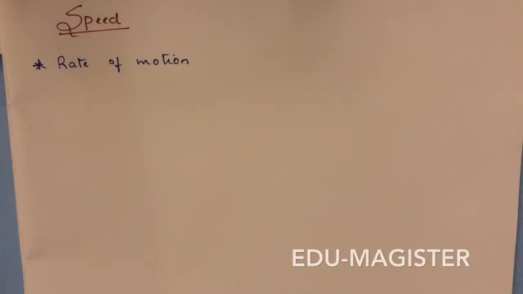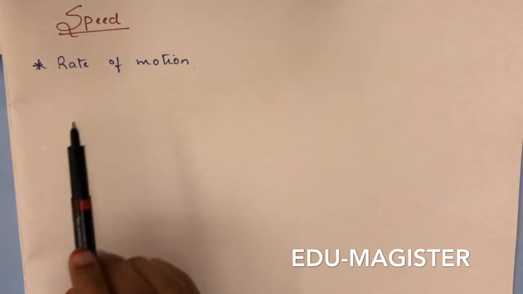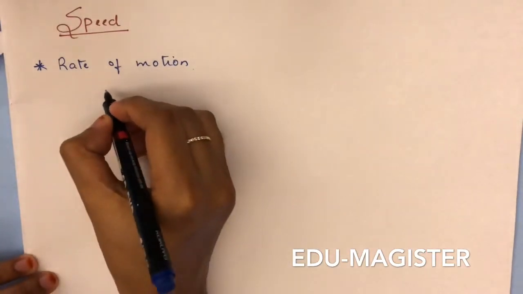Welcome to our channel. Today let's begin with the topic speed, which is another physical quantity that is used to describe any motion. By definition, speed is the rate of motion, that is, how fast an object moves. Or we can say that speed is used to find out the distance traveled by any object in unit time. So that gives the formula for speed.